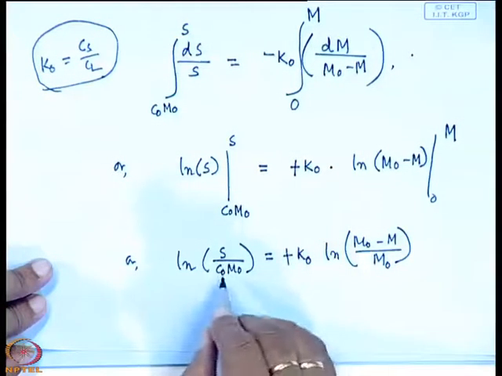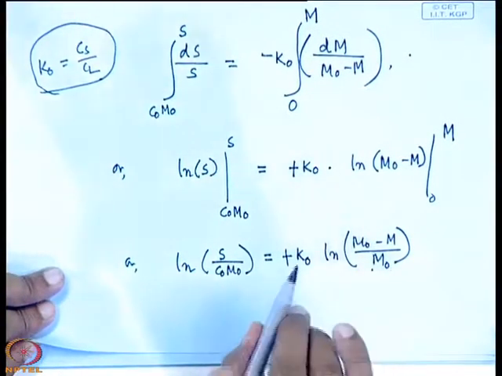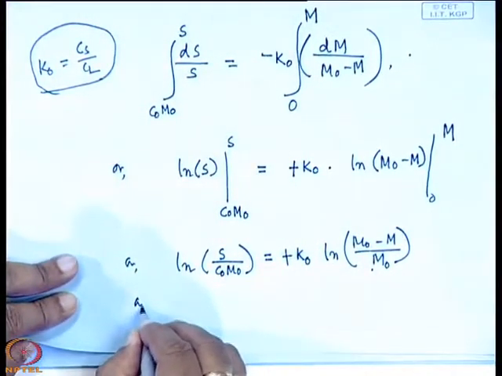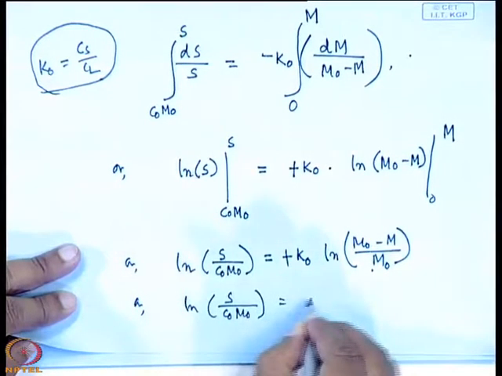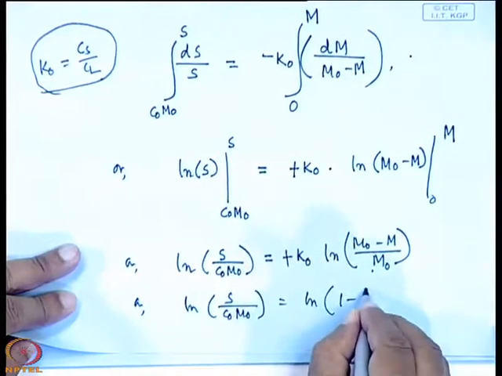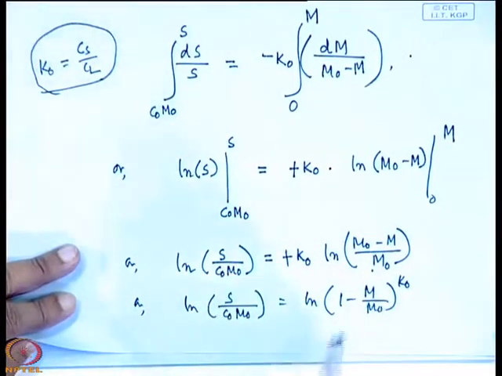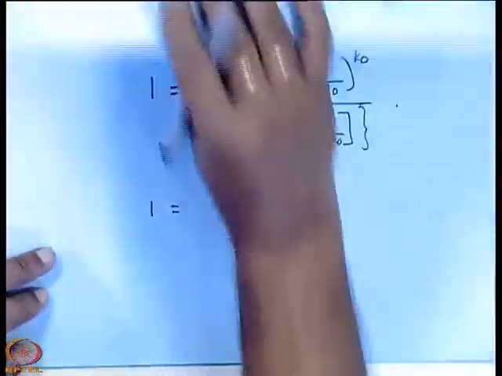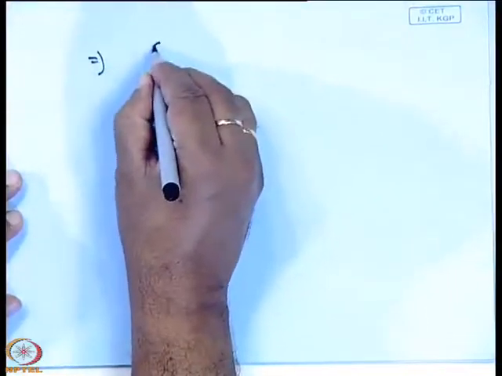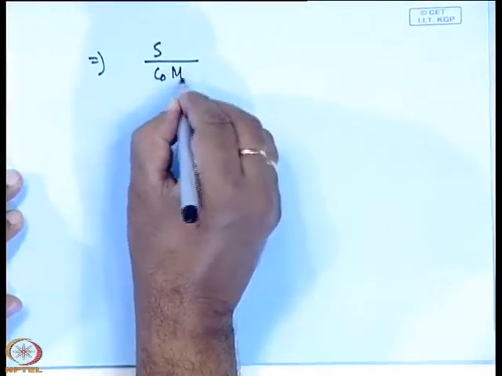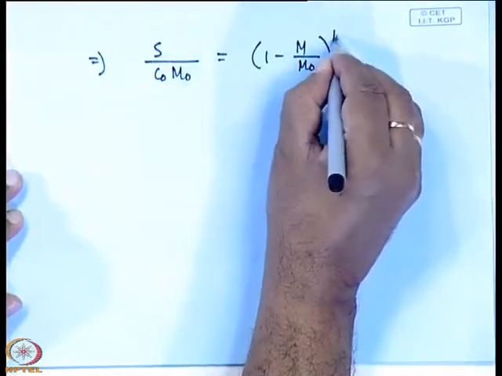Next page. Up to this it is okay. So, you do one thing, power. ln S by C0 m0 equals ln (1 minus m by m0) to the power K0. Then you remove the log. Then what will happen? S by C0 m0 equals (1 minus m by m0) to the power K0.